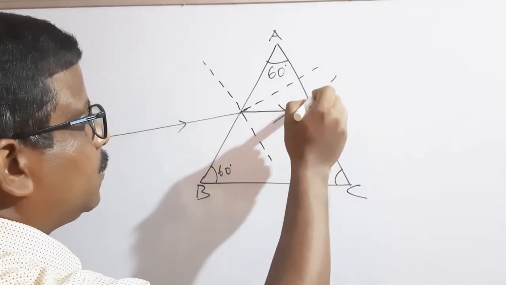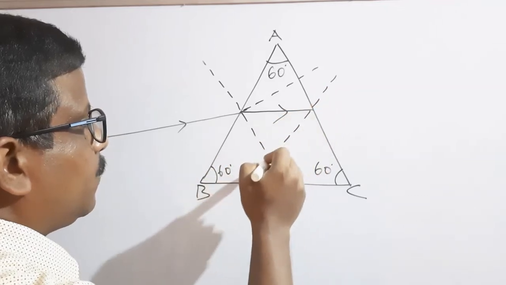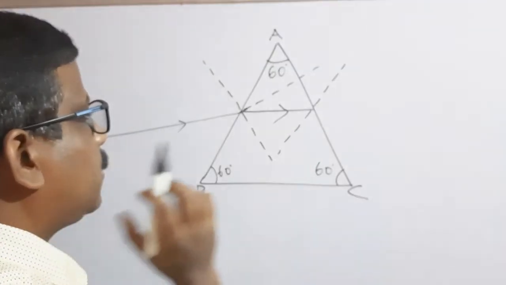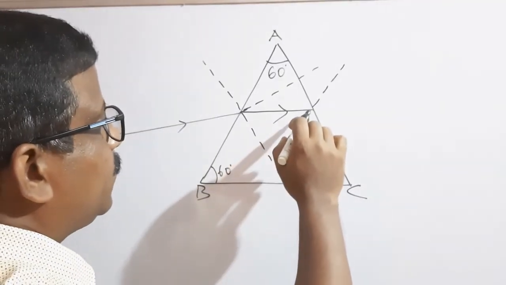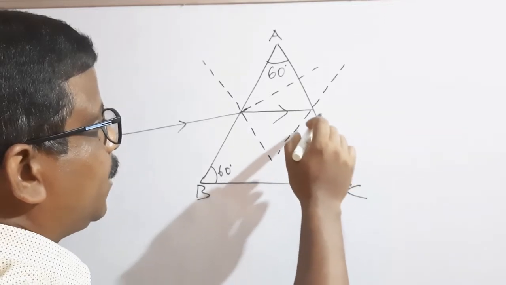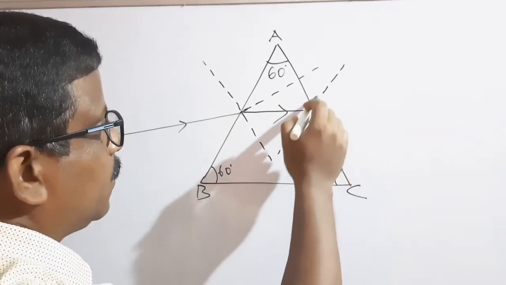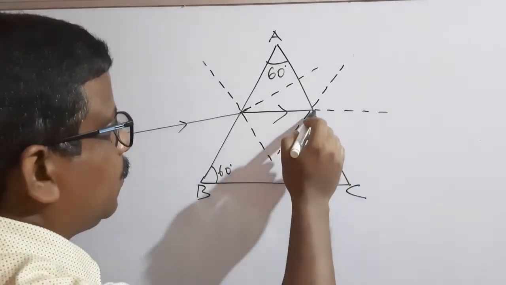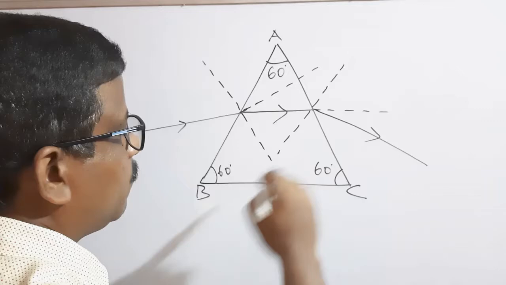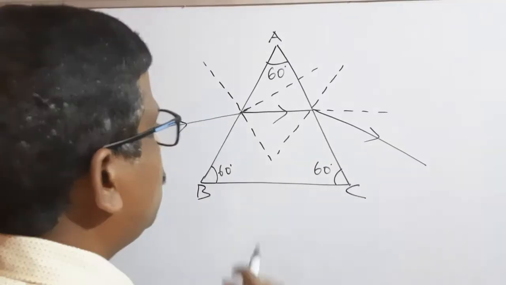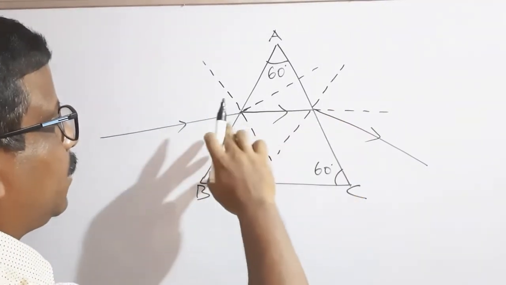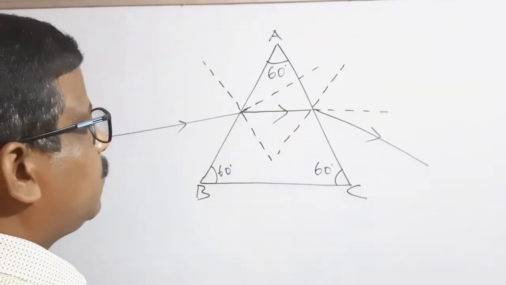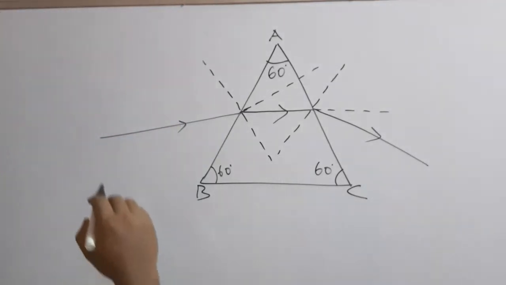Normal we have to draw here, perpendicular. Now the ray of light going from denser to rarer will bend away from the normal. Normal is here, so the actual path would be in this direction, but it will bend away from the normal. Understood? The actual path is in one direction and the ray of light travels after refraction in another direction.